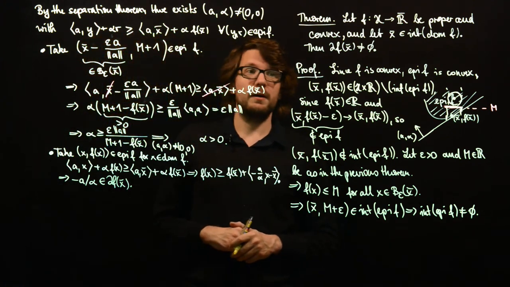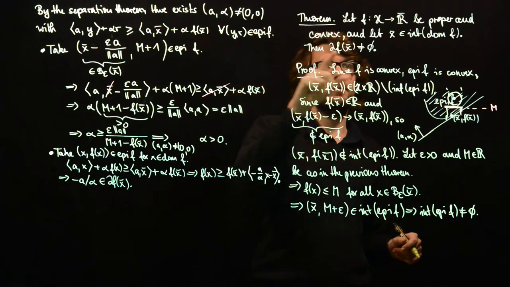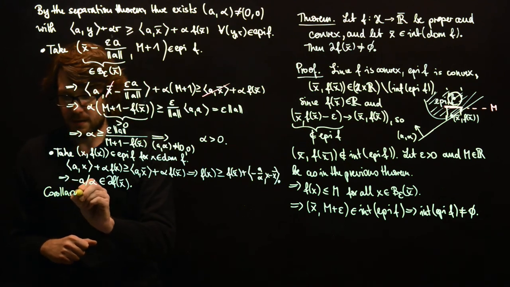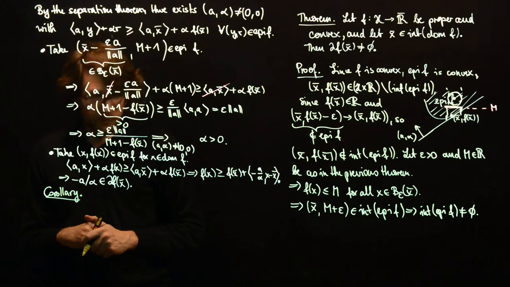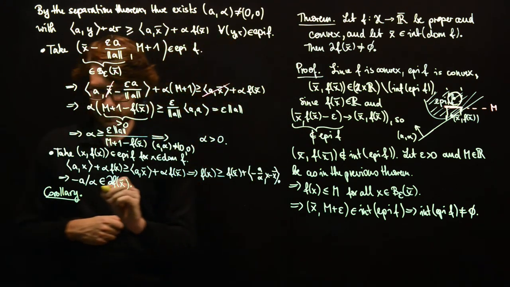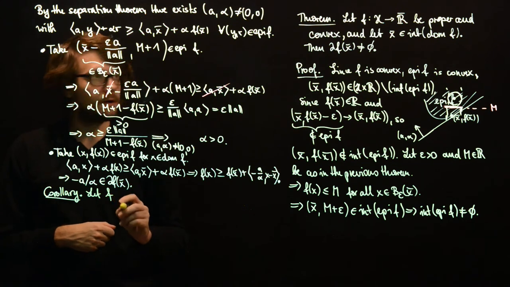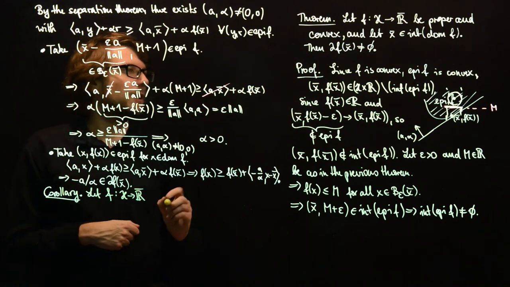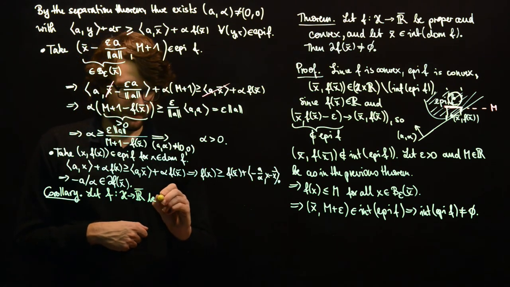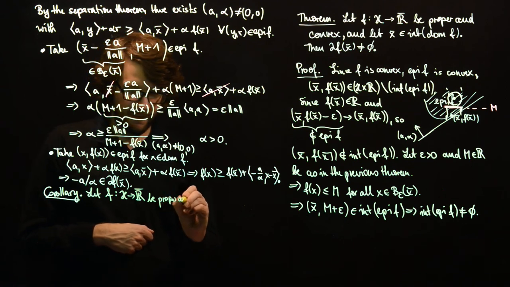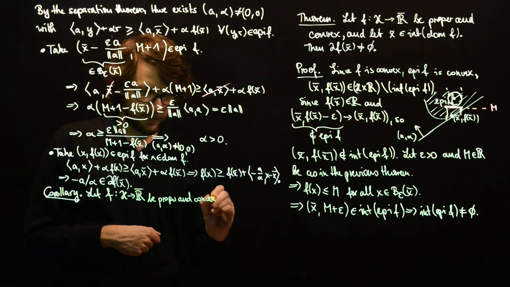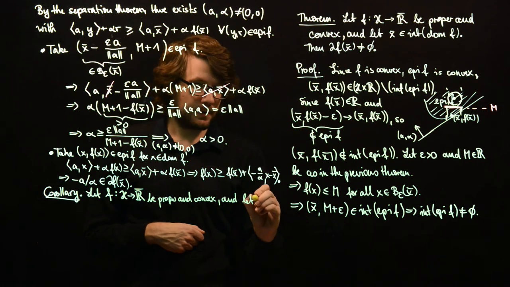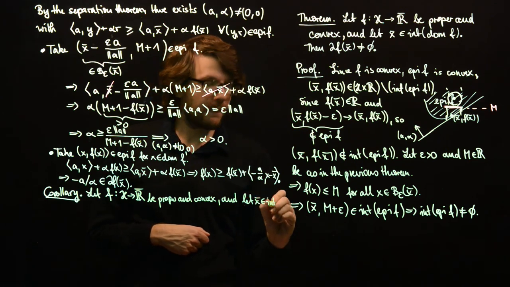So now we have shown that the subdifferential at any interior point of the domain is non-empty, and we can formulate a corollary. The corollary is, again, same assumptions. Let f from H to R bar be proper and convex, and let x bar in the interior.